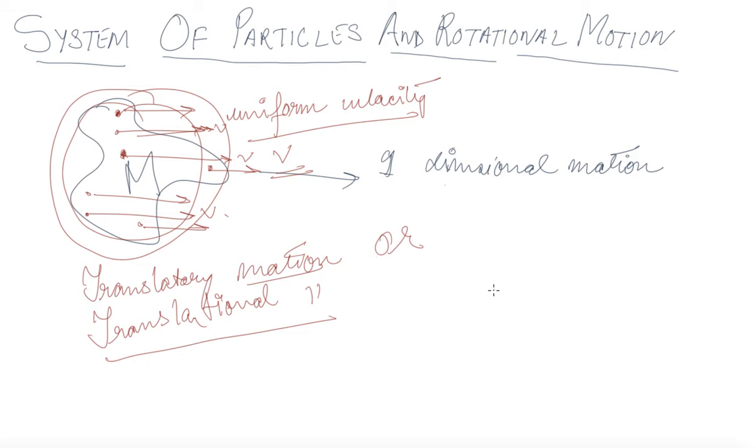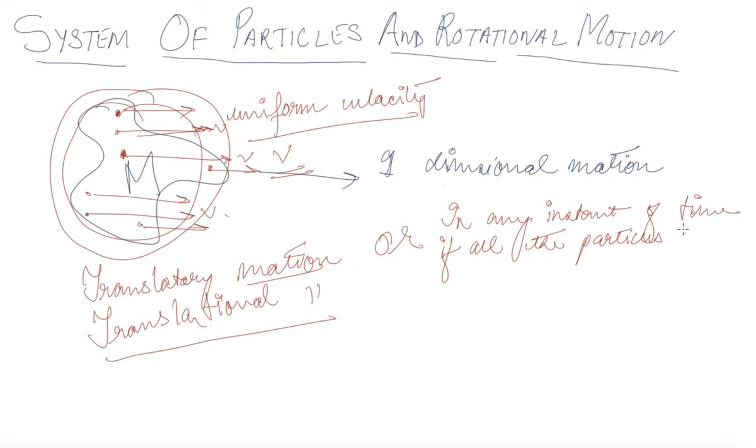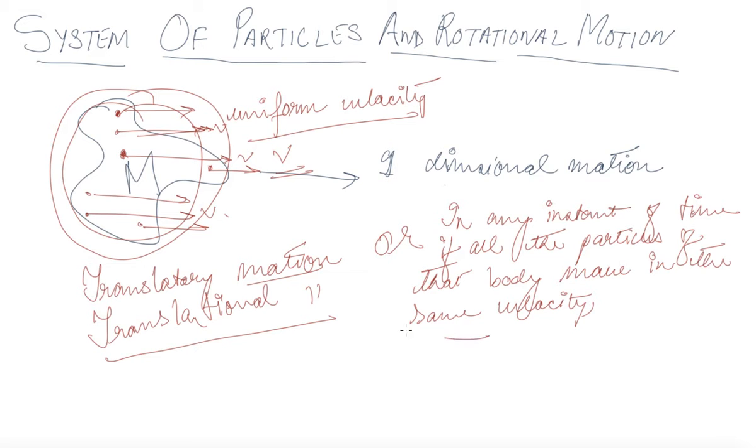It means that if you want to give a definition, you can say that if at any instant of time, all the particles of that body move with the same velocity, that type of motion is known as translatory motion or translational motion. So this is a definition that you can understand.